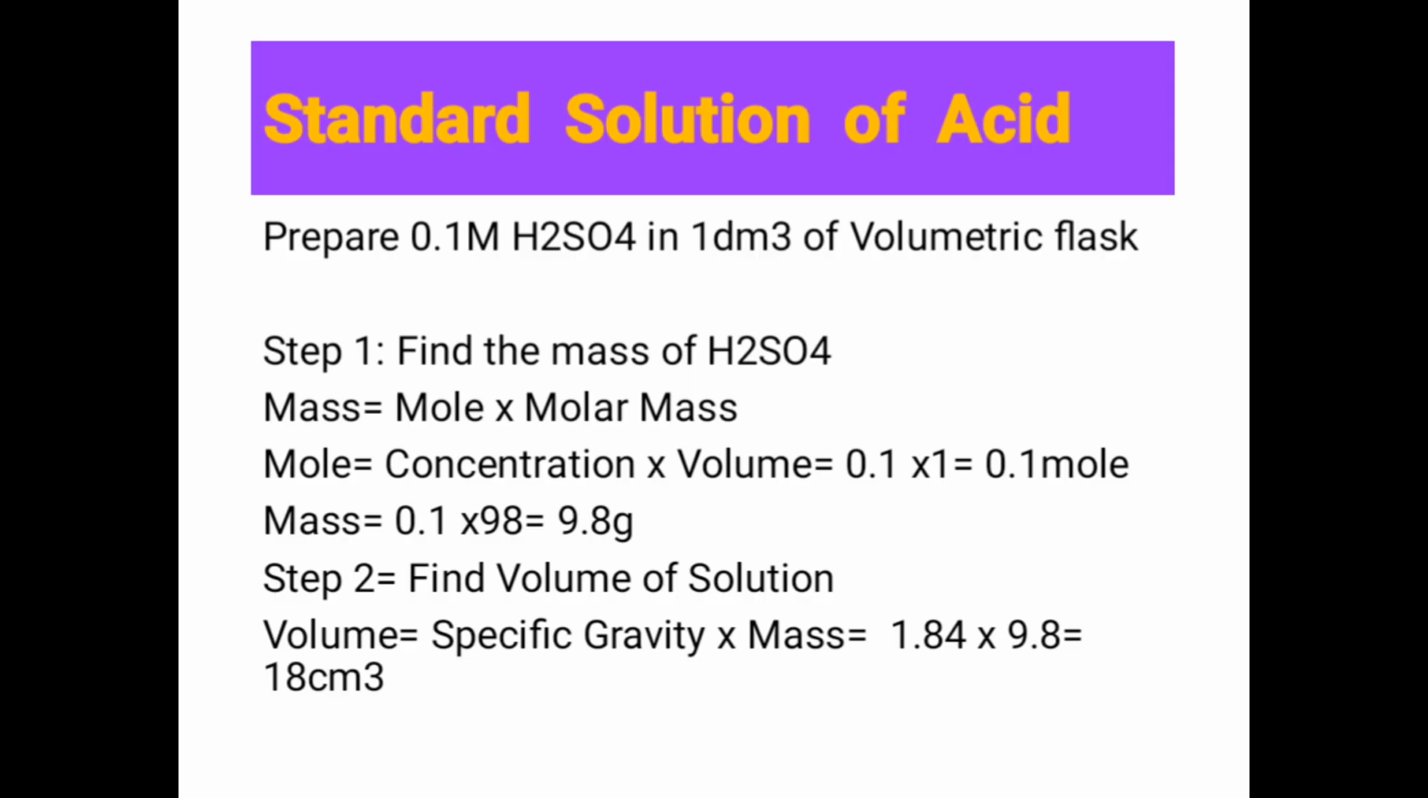After finding the mass, the next thing is to find the volume, because acid comes in liquid form. It is base that you use mass for. So to find the volume, we know that volume is equivalent to the specific gravity of the acid times mass. In this case, the specific gravity of H2SO4 is 1.84. So the volume is 1.84 times 9.8, which is 18 centimeter cube. So the volume of acid that you need to prepare this is 18 centimeter cube.